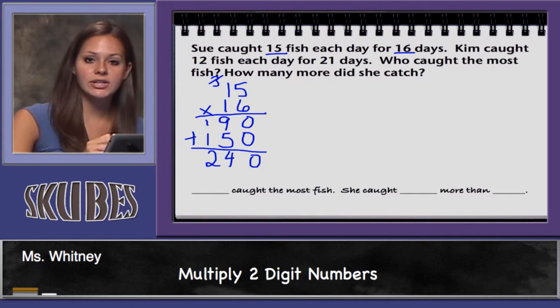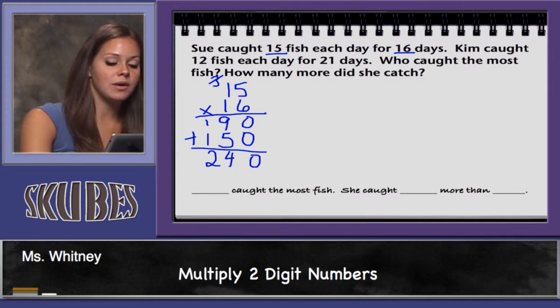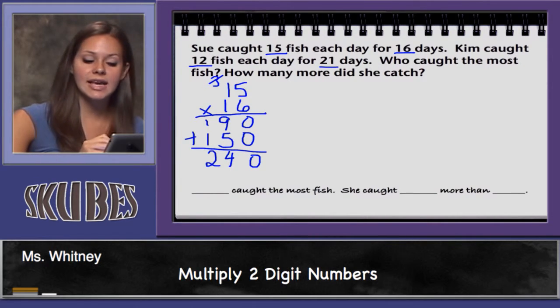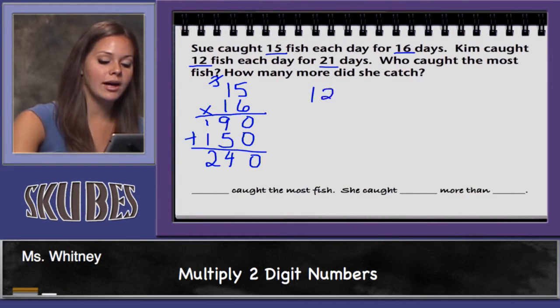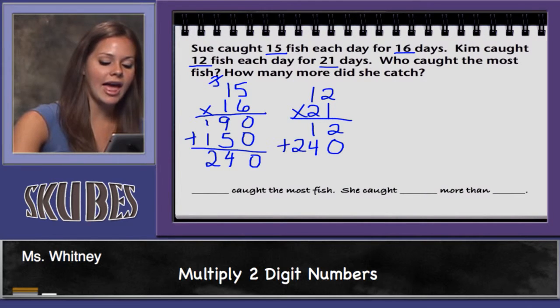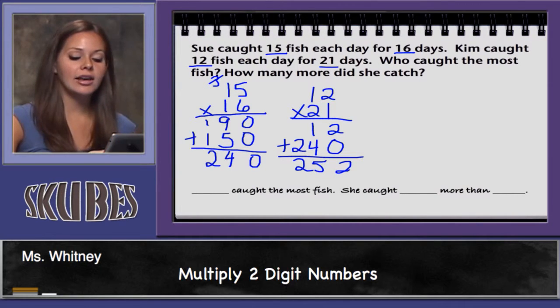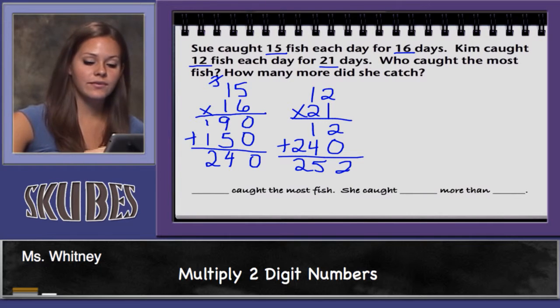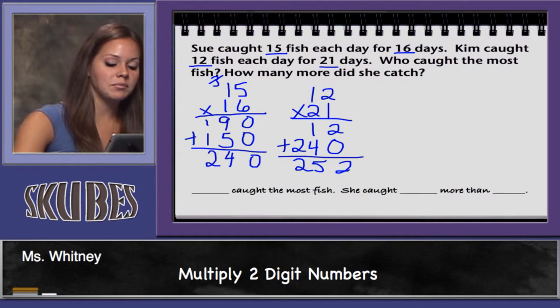Now let's determine how many fish Kim caught. She caught 12 fish for 21 days. So we'll multiply 12 times 21. 1 times 2 is 2. 1 times 1 is 1. Write my 0. 2 times 2 is 4. 2 times 1 is 2. Next, I'll add. So Kim caught 252 fish. So Kim caught the most fish.